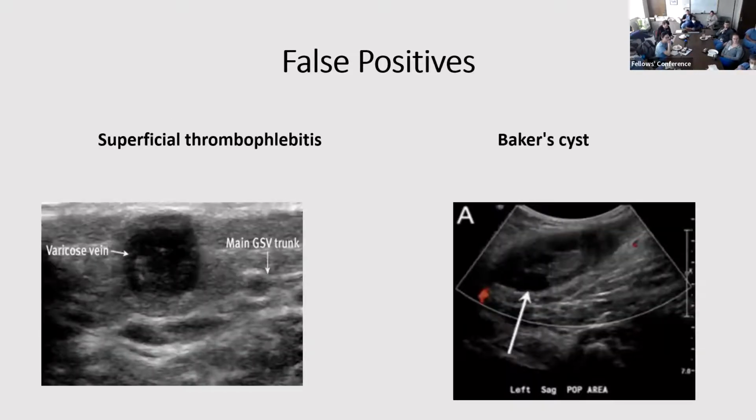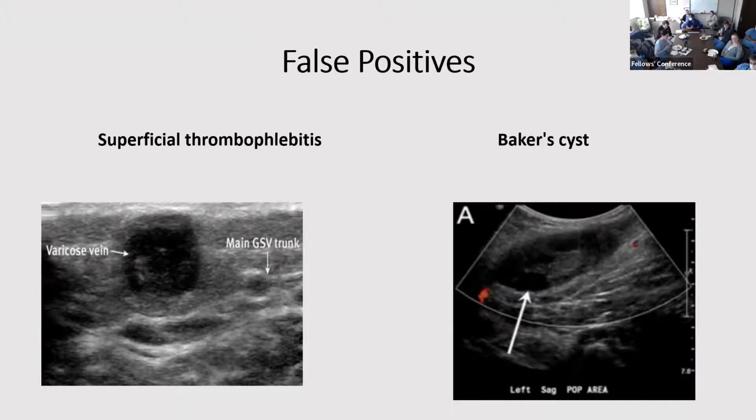So sometimes you'll see the accessory saphenous vein, it'll be thrombosed. This is not a DVT. When you're looking at this, you should be able to identify your common femoral vein here. We don't anticoagulate this, but I think it's worth another ultrasound.